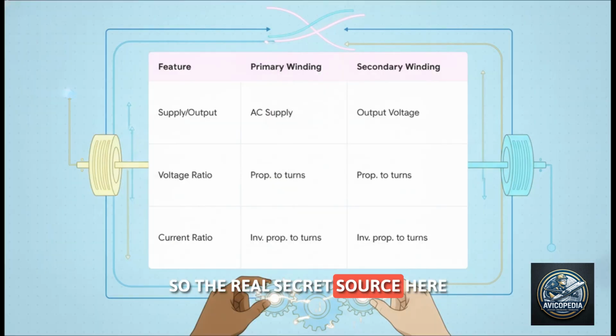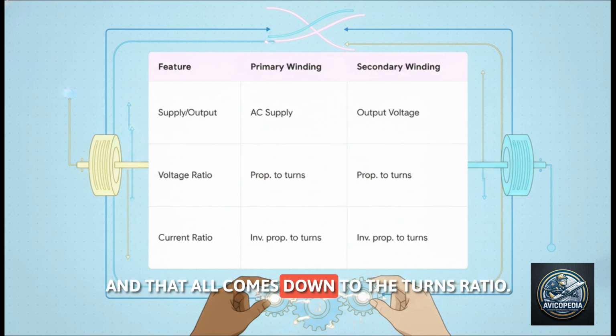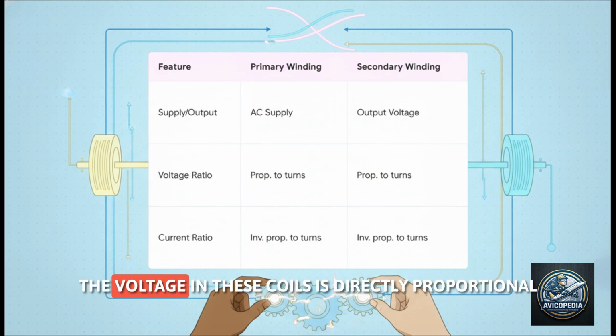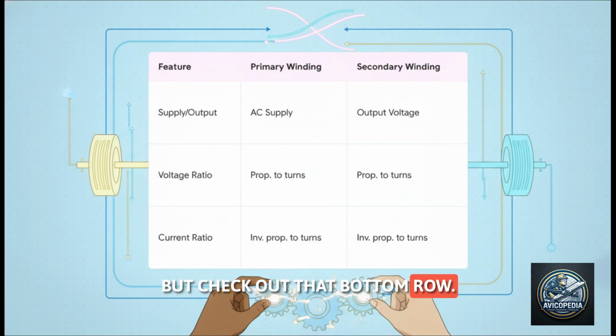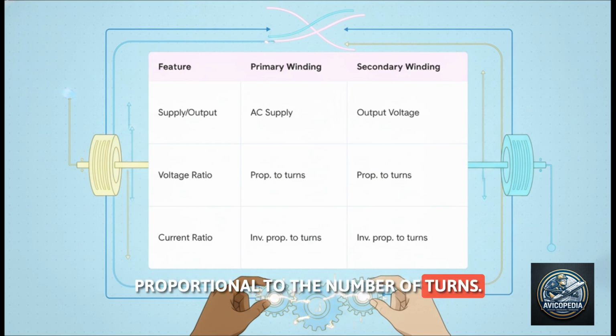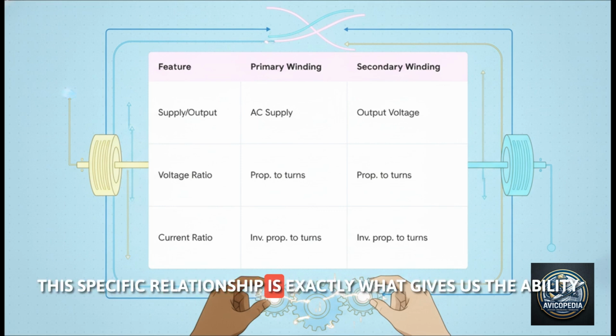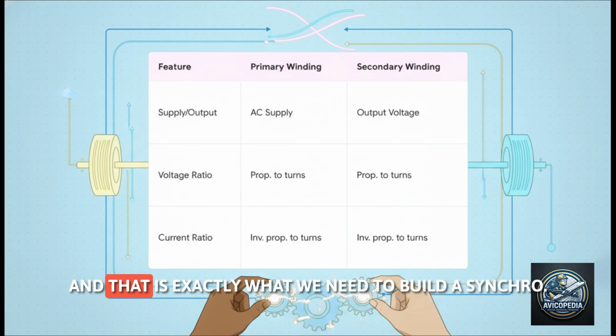So the real secret sauce here is how we manipulate this transfer of power. And that all comes down to the turns ratio. The voltage in these coils is directly proportional to the number of wire turns, meaning if the secondary coil has more turns than the primary one, your voltage goes up. But check out that bottom row. The electrical currents are actually inversely proportional to the number of turns. This specific relationship is exactly what gives us the ability to precisely control electrical signals. And that is exactly what we need to build a synchro.